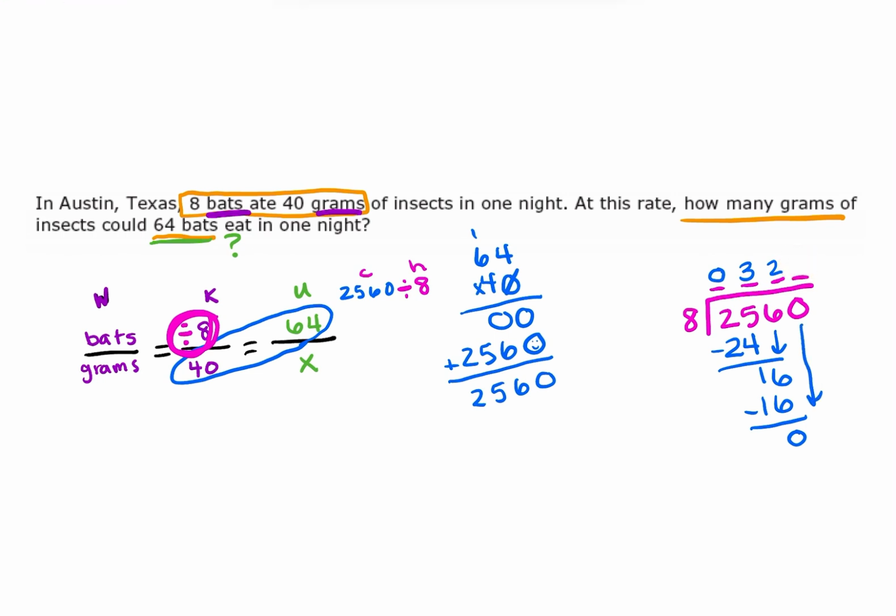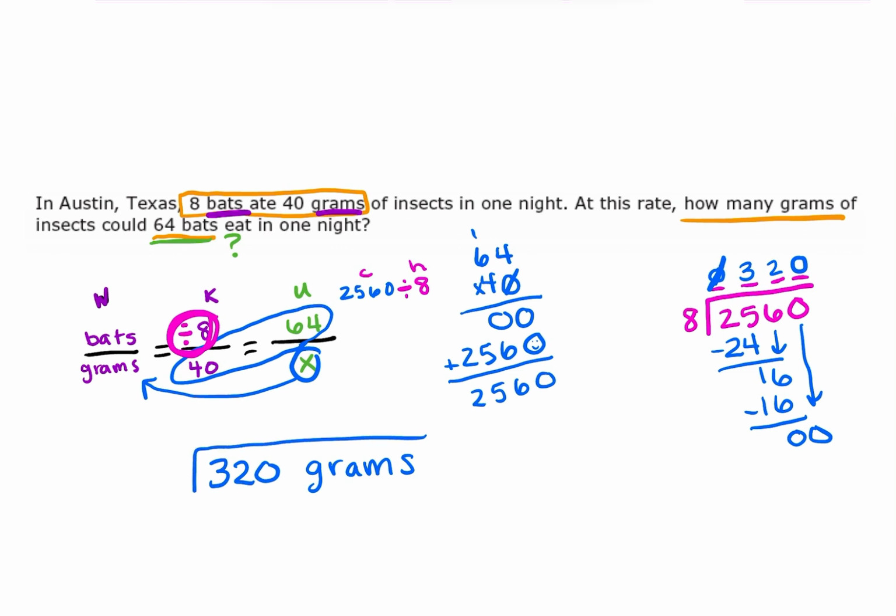So bring it down. Can 8 go into 0? No. So now I can get rid of this 0. I can't get rid of the back one because I can't turn 320 into 32. So 320, and again we solve for the x, which represents grams. So 320 grams, and that is how we solve a WKU.